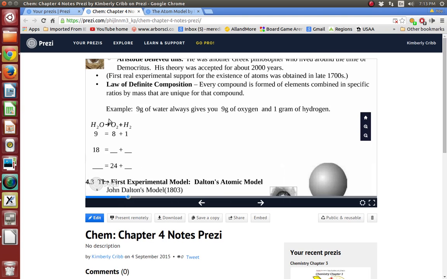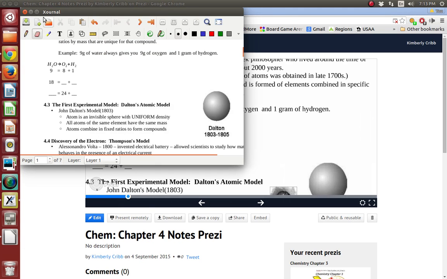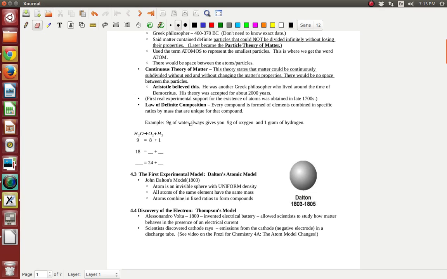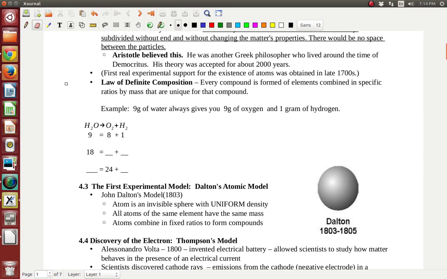Now, the law of definite composition is another idea. Every compound is formed of elements combined in specific ratios by mass, a ratio, you know, just like 2 to 3, and that are unique for that compound. Here's an example, and I'm going to write on your notes a PDF for the notes on this, so let me pull that up. Here we go. Make this a little bit bigger. Okay, here's an example.